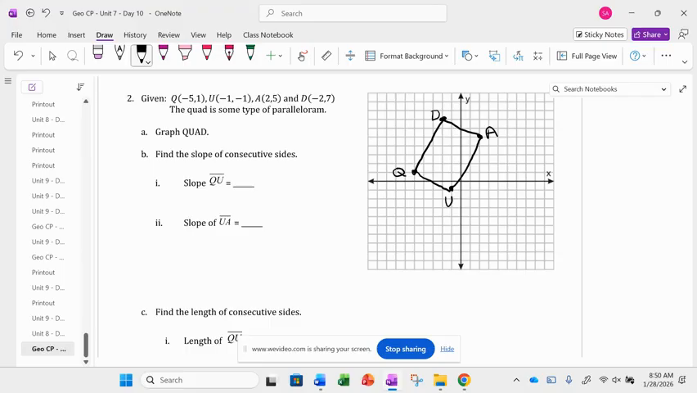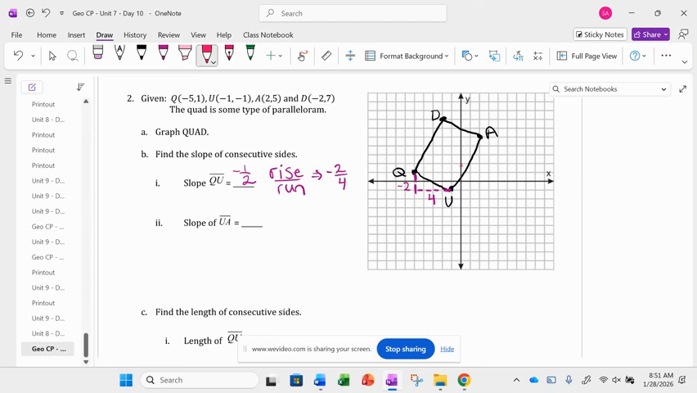Okay, so now that we plotted our QUAD, now we're going to find the slope of QU, from Q to U. So remember, slope is your rise over your run. So from Q to U, I'm going actually down 1, 2. So that's a -2. And I'm running to the right 1, 2, 3, 4. So my slope is -2 over +4, but I can reduce that fraction. What's -2 over +4? -1/2. You got it.